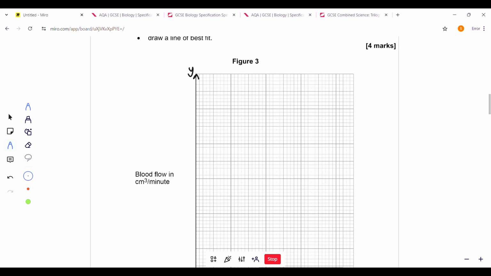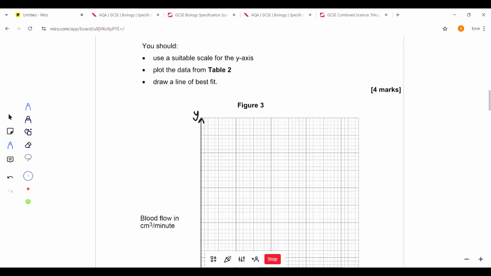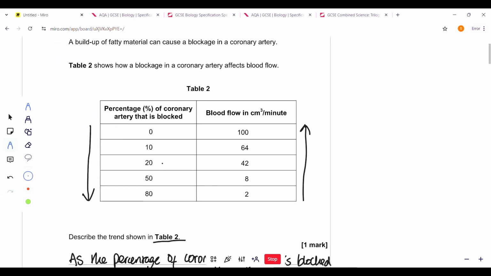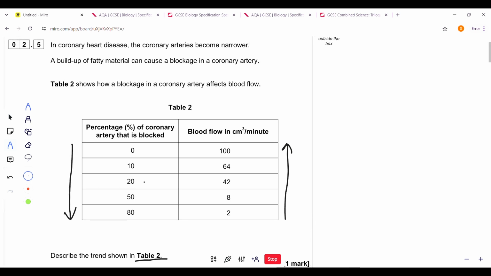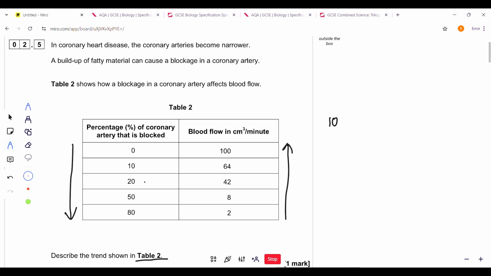Right, so the y-axis is the blood flow in centimeters cubed per minute. Let's have a look. So we look at our data set. You don't have to look at the left side just yet. You're looking simply at this, and we look at the values that we have here. So we've got 2, we've got 8, 42, 60, and 100. So now you've got to think, do I want to go up in tens? So 10, and then it'll go up to 20, it'll go up to 30, 40. Do we have enough space for that? Do we have enough squares for that?